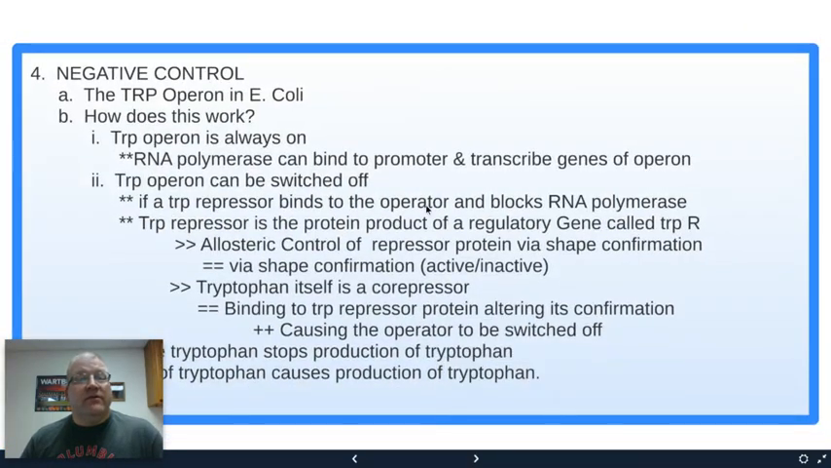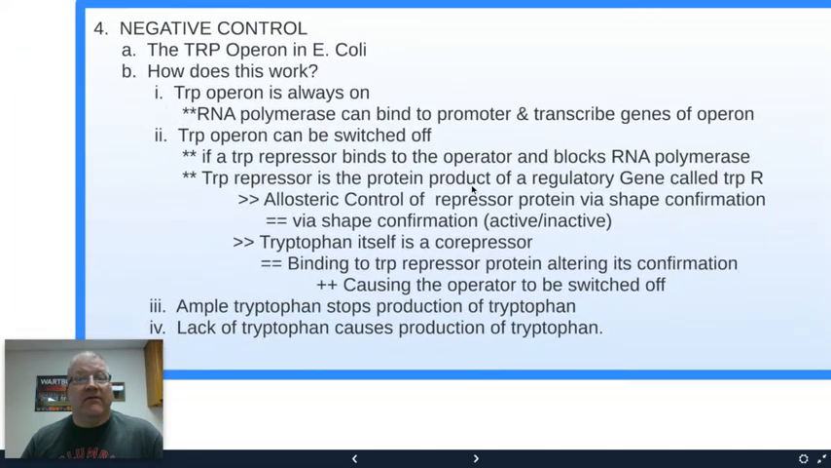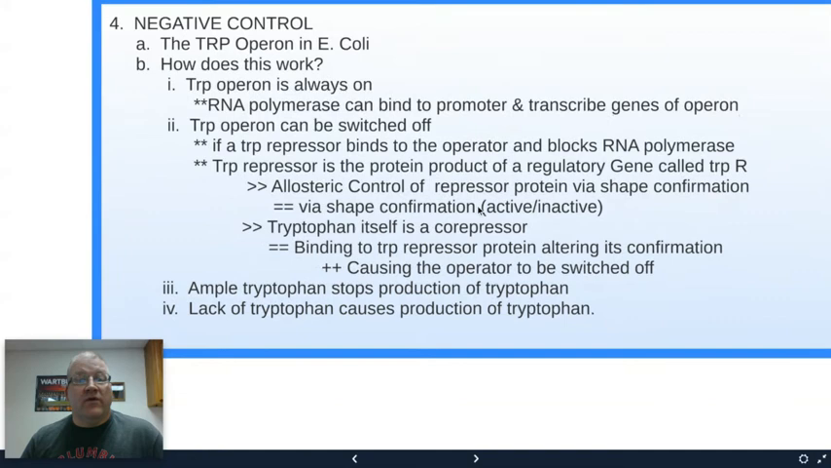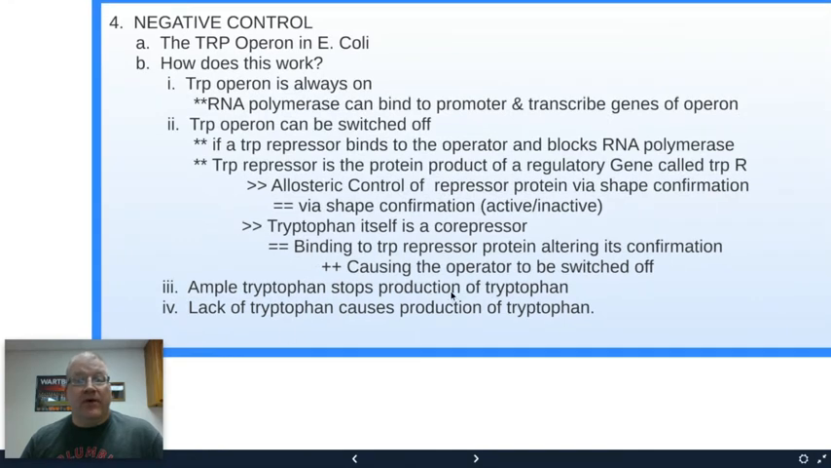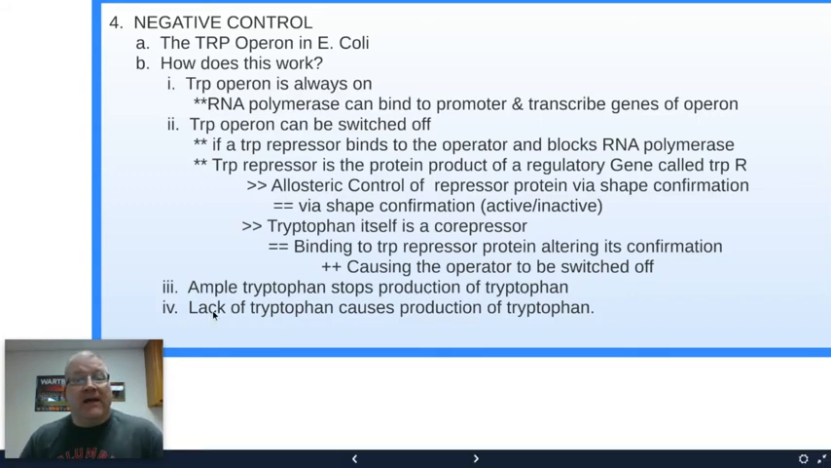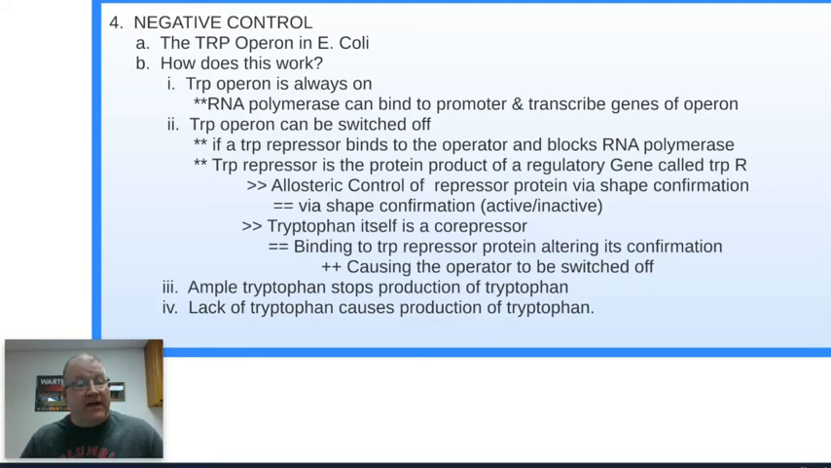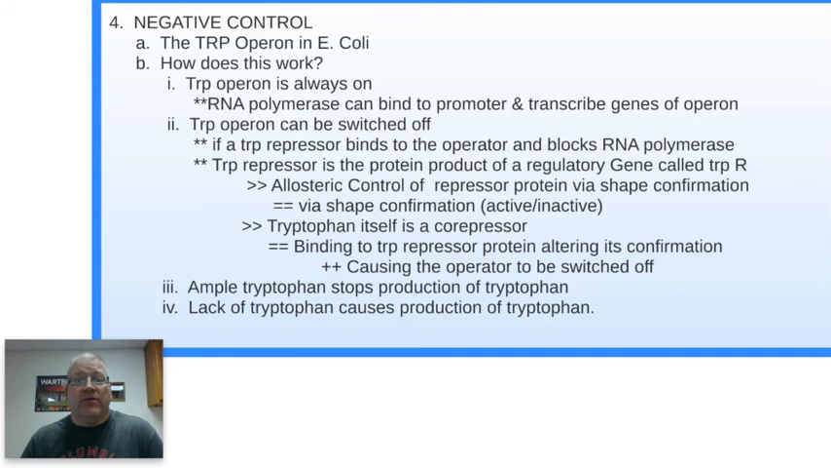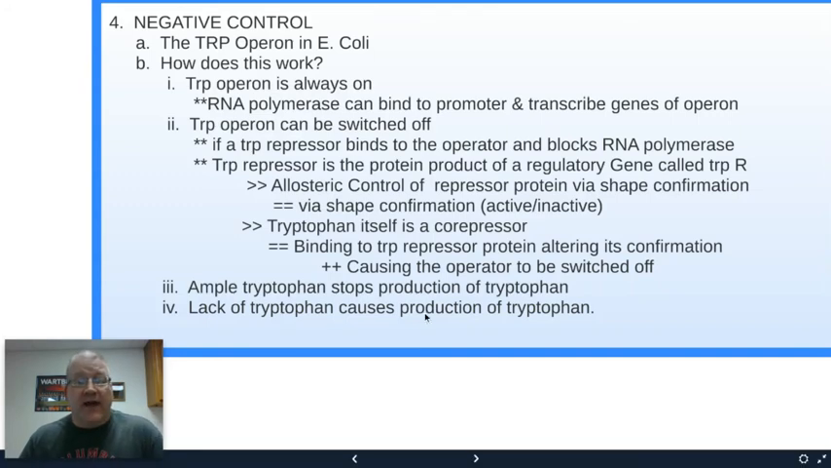So if the trp operon is a negative example, then what we're saying is that ample tryptophan will stop production of more tryptophan. There's just no need to make it. If there's a lack of tryptophan, tryptophan being an amino acid would be necessary for protein production, this trp operon will then be turned back on.